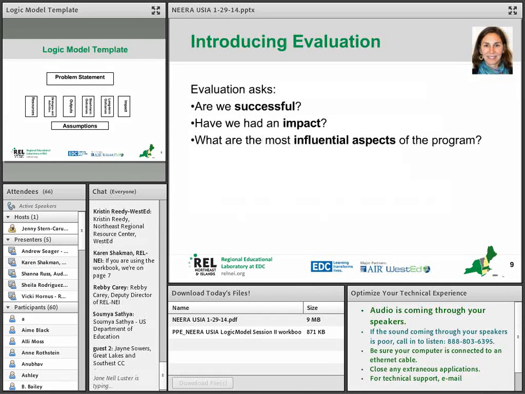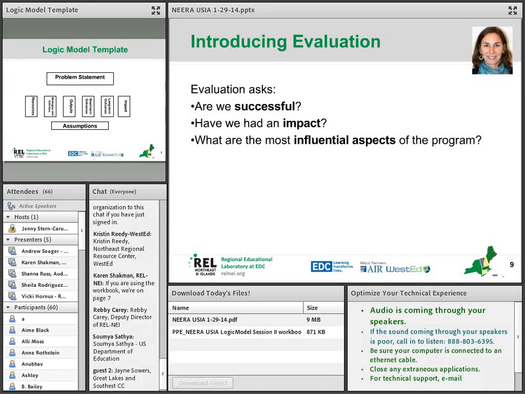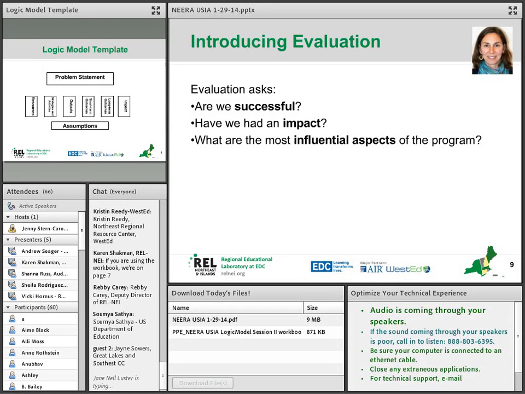Thank you, Shayla. Now that we've given you a little bit of background on logic models, and I know that many of you have indicated that you're familiar with logic models already, I just want to point out that the logic model template we have up in the left corner is a very simple one, and that logic models vary in how they look.